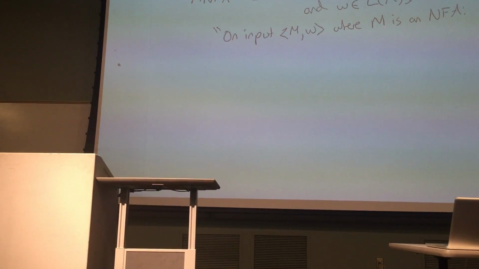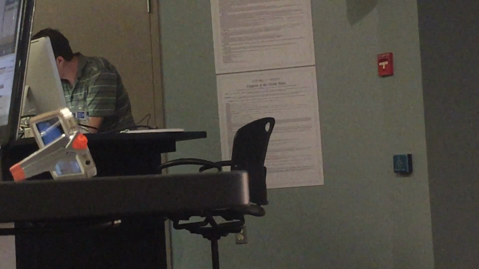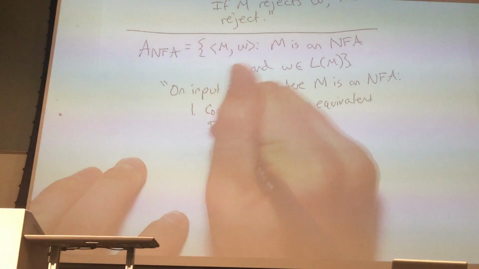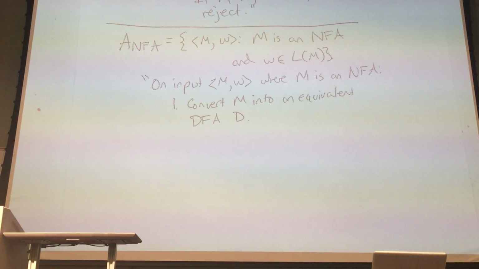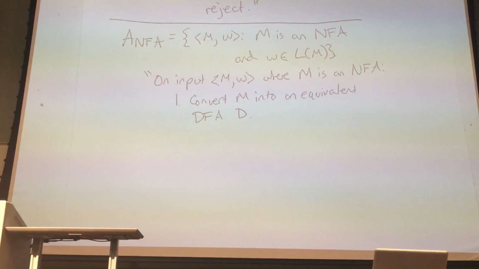And so now we've ensured that M is an NFA. So what should I do first? Convert it to a DFA. So convert M into an equivalent DFA, I'm going to call D. So D is an equivalent DFA for this NFA.